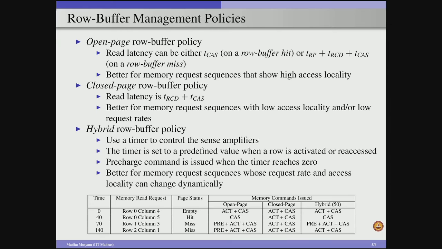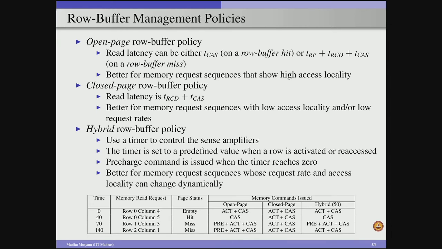Here when I say page status is empty, the bank is pre-charged, so there is no content in the sense amplifiers, and the bit lines and the sense amplifiers are at proper voltage levels, so that whenever we want to issue a new request, we can straight away start with an ACT command. That is what is called the page empty status. When I say page hit, that indicates that my next request is going to hit in the open page stored in the row buffer, and similarly if there is a page miss, that indicates that my next request is conflicting with the page that is opened in the row buffer.